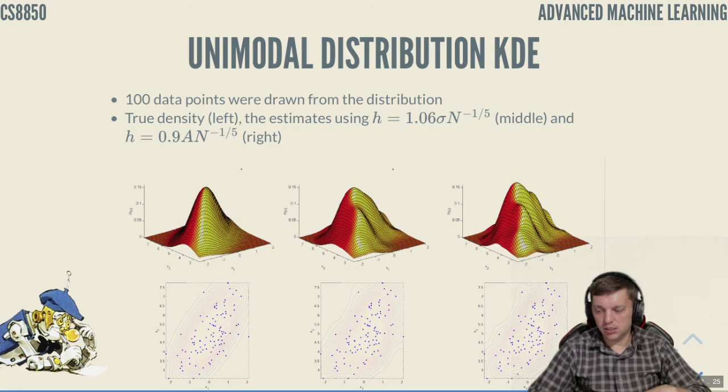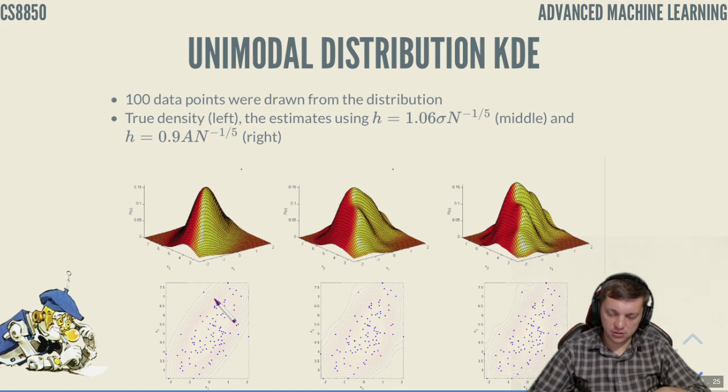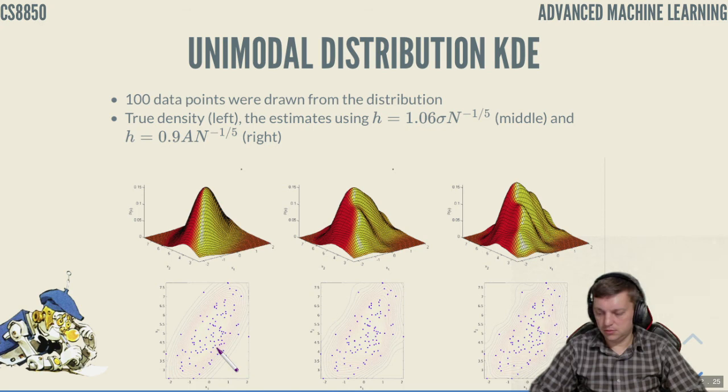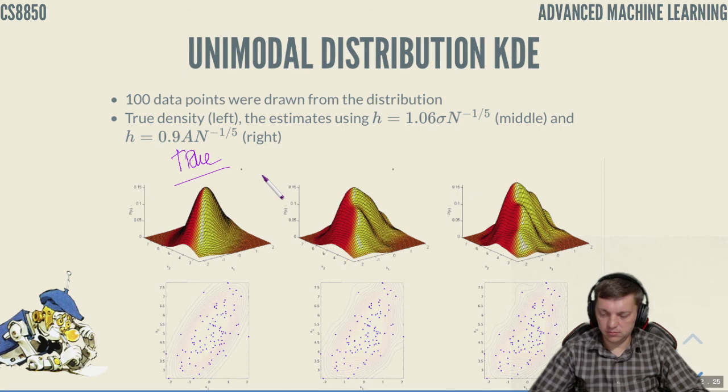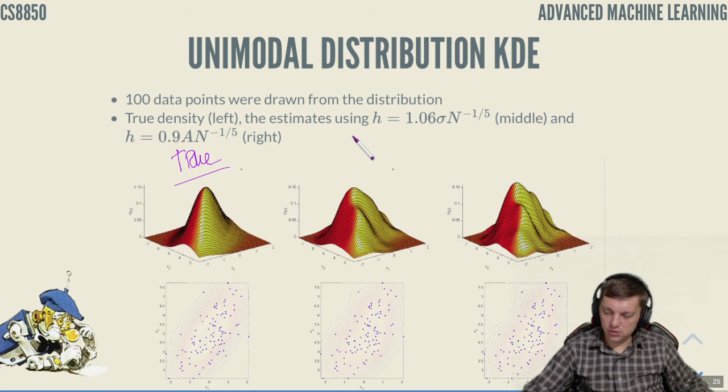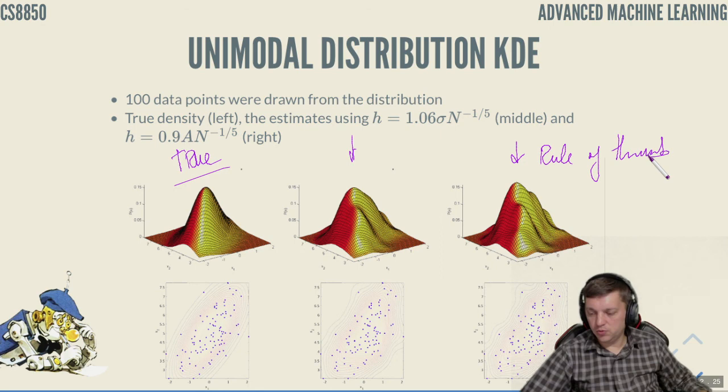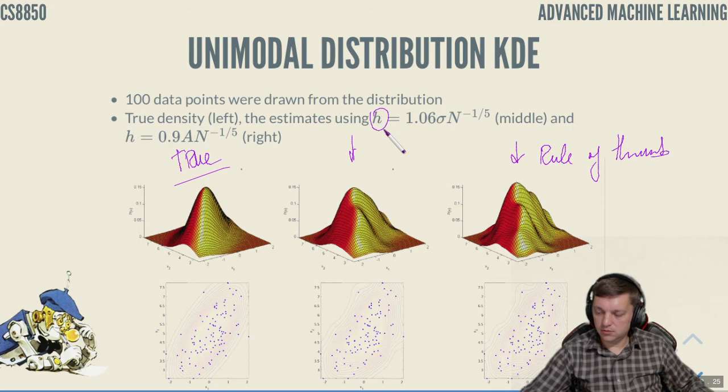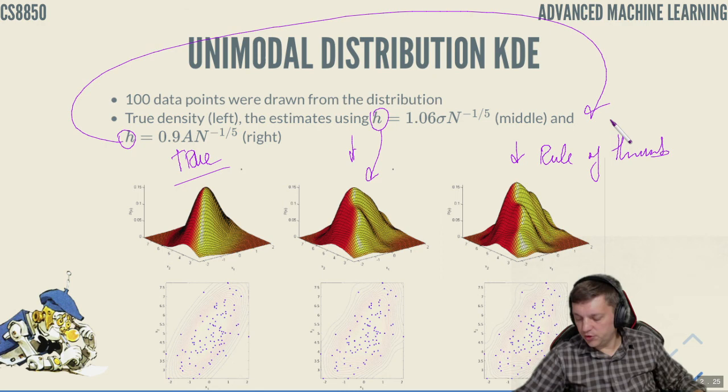So, a unimodal distribution example, unimodal kernel density estimation. We take 100 data points. This is a 3D rendition of this 2D isodensity lines contour plot. So we have a contour plot and a two-dimensional plot. This is the true density, because we know the functional form, we can just plot it. And then we used the rule of thumb for setting the width, and we used a theoretical Gaussian here, and you can see for yourself which one looks better.